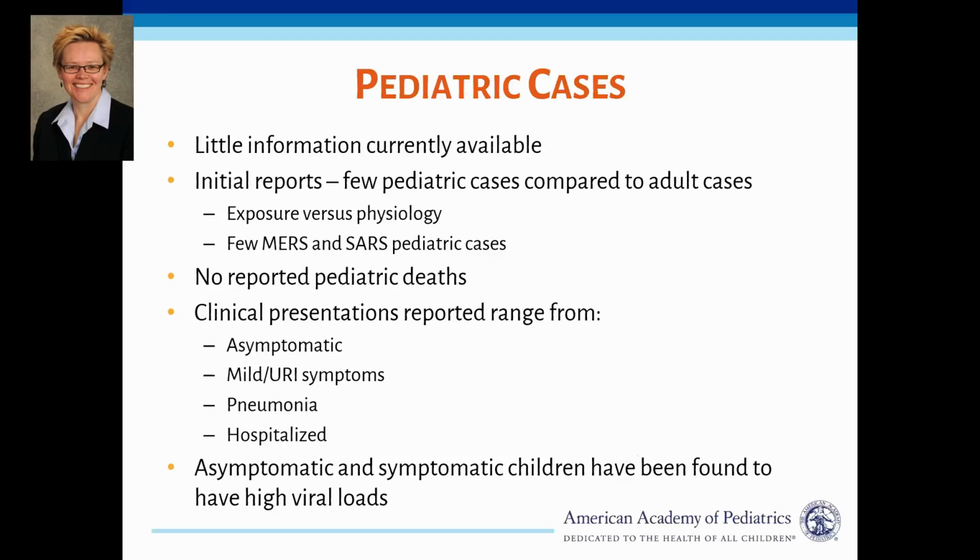For pediatric cases, we truly have very little information that has been published. There's probably about 5 to 6 published articles, maybe 10, that we can get information from. We have very few pediatric cases compared to the adults, and it's unclear whether or not this is related to a child's physiology and how they respond to exposure to this virus, or whether they're not exposed as frequently. We also can look back at our past history with patients with MERS and SARS, and there were also few pediatric cases with those other novel coronaviruses.